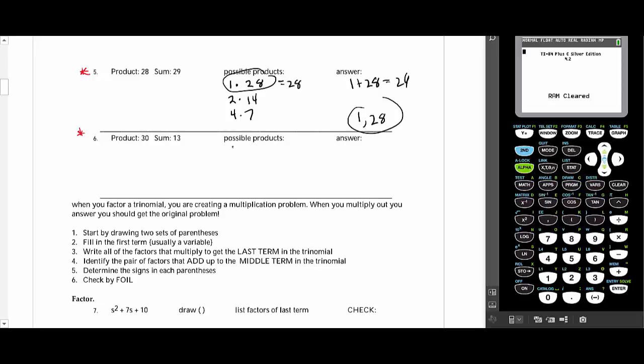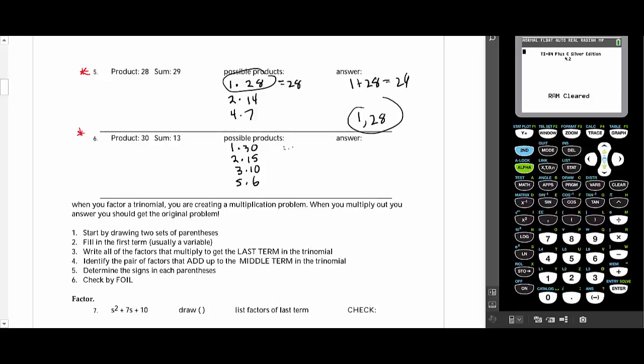All right, the next one, you got to be kind of careful about this one. I'm going to write everything down. You have 1 times 30, you have 2 times 15, 3 times 10, and what else is there? 5 times 6, that's it. Nothing else is possible. Now, if you look at this problem, the numbers that are 13 apart are 2 and 15 and 3 and 10. Now, remember, I said there's only one possibility, if there's any possibility at all, so which one's the right one? 3 and 10, right, okay.